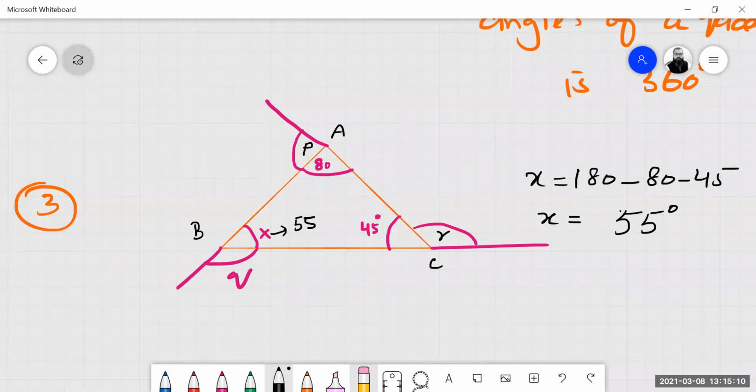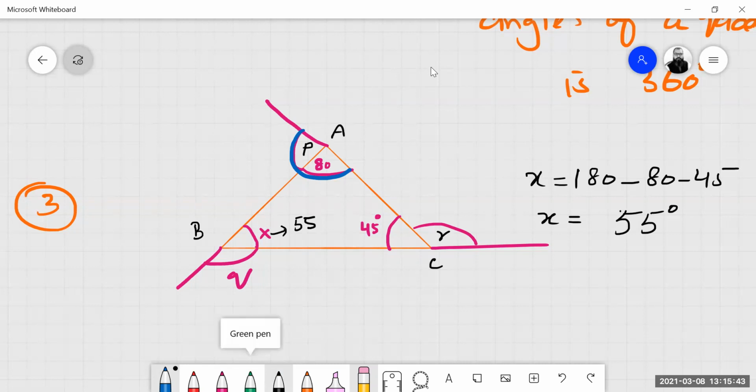Now we need to find P, Q, and R. What will be the value of P? Look, listen to me carefully. From here to here is a half circle, 180 degrees. This blue line is a half circle, 180 degrees, right?